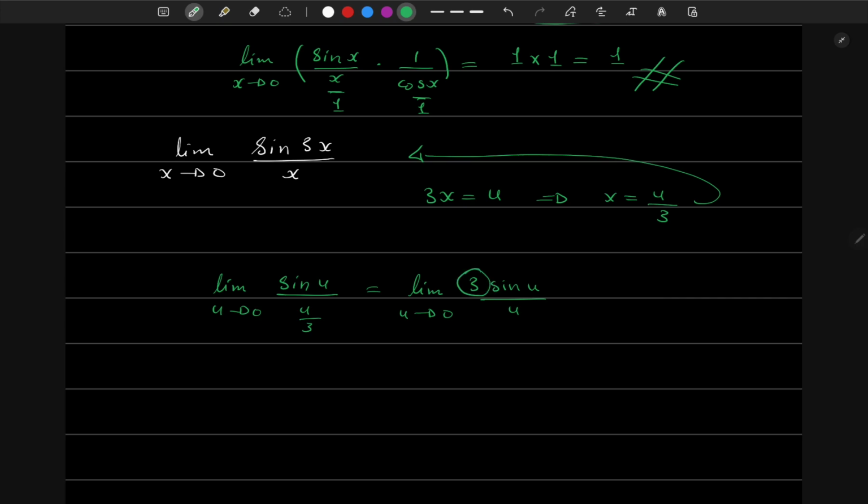We do not find limits for it. The limit for any constant is just that constant. The limit of 3 is 3, the limit of 4 is 4, so we can just put the 3 to the right hand side. 3 multiplied by the limit of sine u divided by u. And the limit of sine u divided by u is 1, so it's just 3 multiplied by 1, which equals 3. And that would be it.